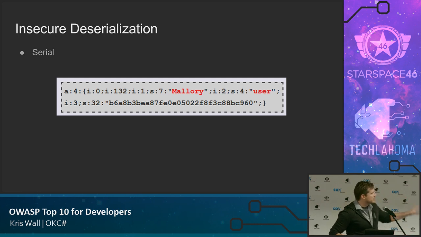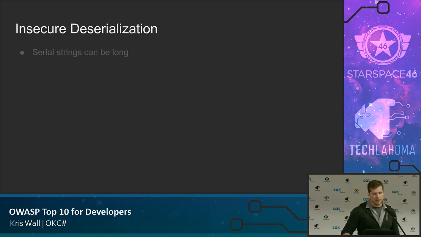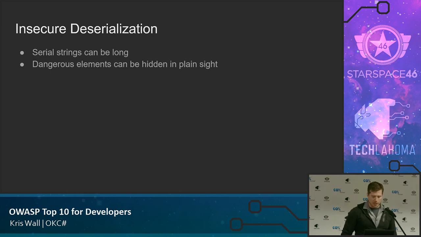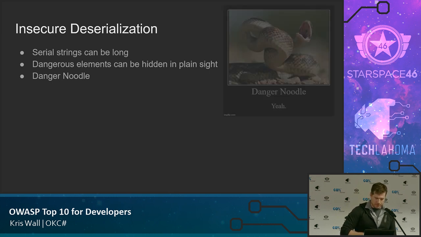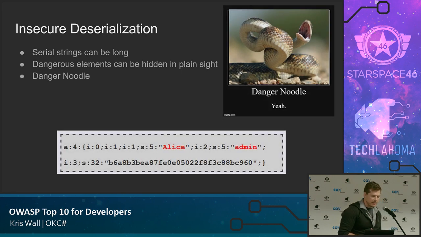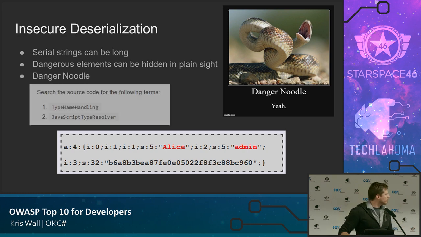The easiest way to understand this is that if I'm able to change Mallory, who's marked as a user, let's make some changes to it. Since serials are so long and there are dangerous elements hidden in plain sight, you never know when one of them's going to bite you. Every time I see one, it reminds me of danger noodles, of snakes. It can be hidden so easily inside of the application that you never know where it's going to be. So let's say I know Alice is an admin. Well, I just swap out Mallory to Alice, and I swap out user to admin. How is that going to be processed? How are we going to actually work with that information? Well, okay, we're not using that. We're not doing anything like that.